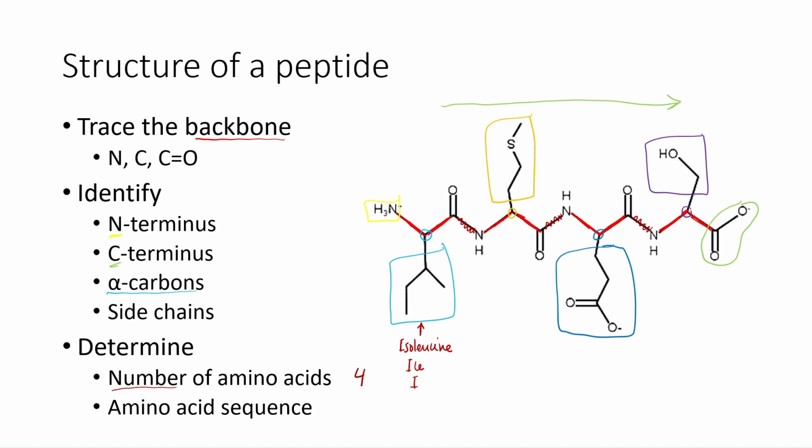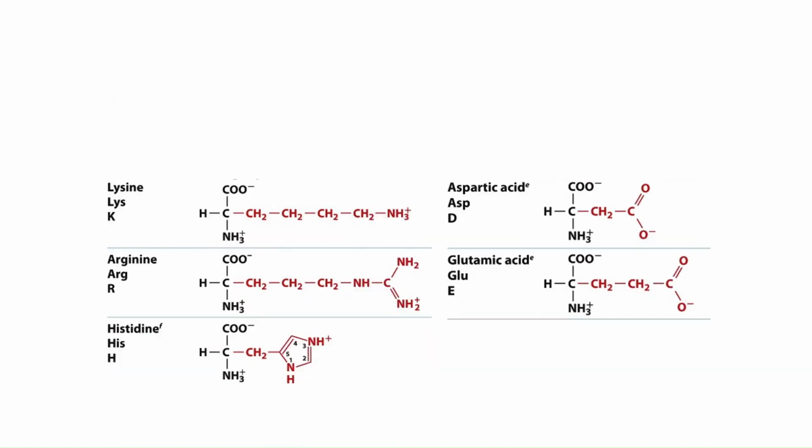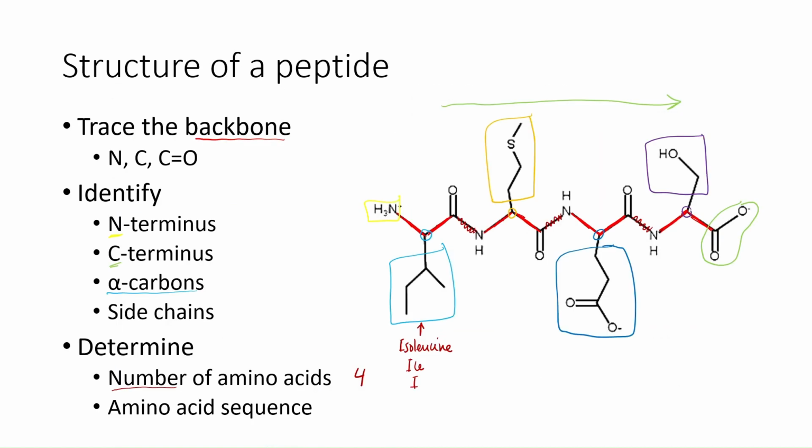Our second amino acid, which I have circled in yellow over here, we can match it up with methionine. Methionine is nice to identify. It has this sulfur in the middle of this hydrocarbon chain. So we know that our second amino acid is methionine, which is also called met for short, or just M.